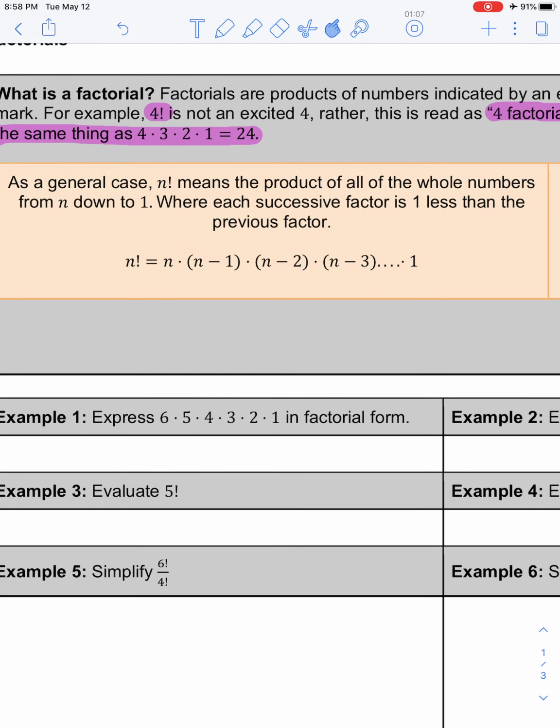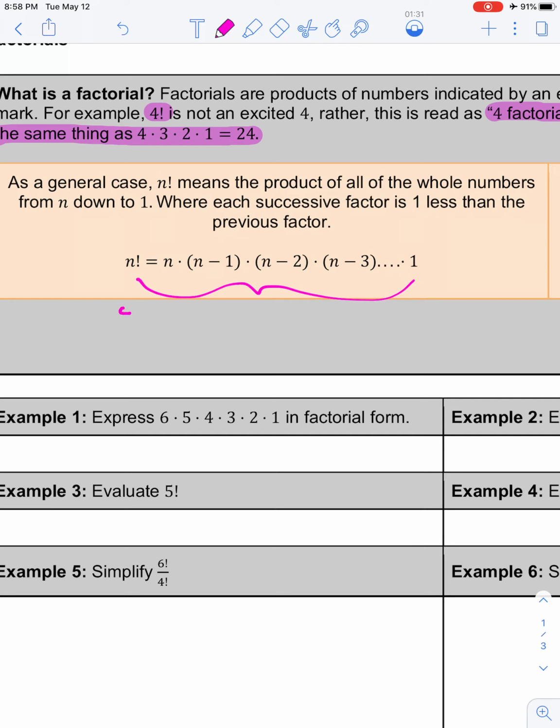In the general case, n factorial means the product of all the whole numbers from n down to 1, where each successive factor is 1 less than the previous factor. We can see that detailed out here in this definition for us. Notice that fits perfectly that description that we opened these notes with, right?